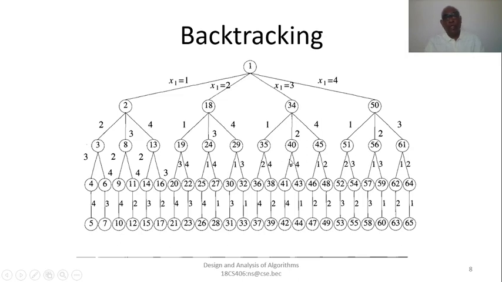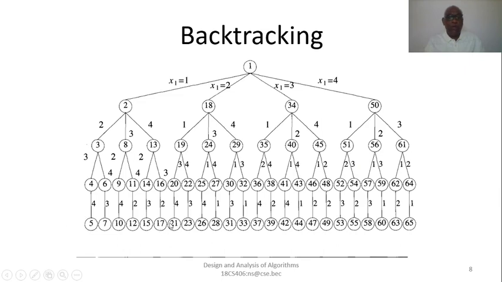From this, we conclude that each node in this state space tree represents a problem state resulting from placement of queens corresponding to that level. For example, this node 54 corresponds to x1 equal to 4, x2 equal to 1, and x3 equal to 3, which means that the first queen is placed in the fourth column of the first row, the second queen is placed in the first column of the second row, and the third queen is placed in the third column of the third row.